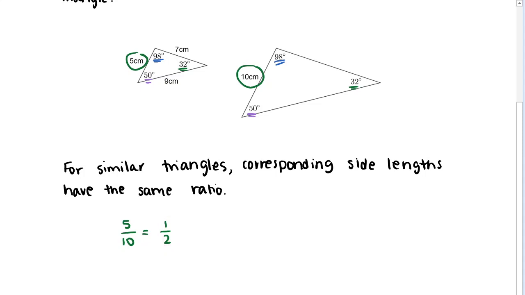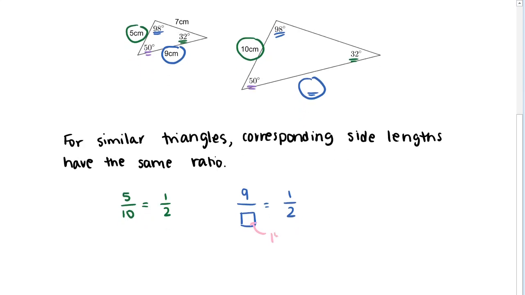So maybe let's do these corresponding side lengths. I'm missing a side length here, but we know that if we take these two corresponding side lengths and take their ratio, so 9 centimeters divided by something that we're missing here, we're going to get that ratio of 1/2. So what should I divide 9 by to get 1/2? Well, this ought to be 18.